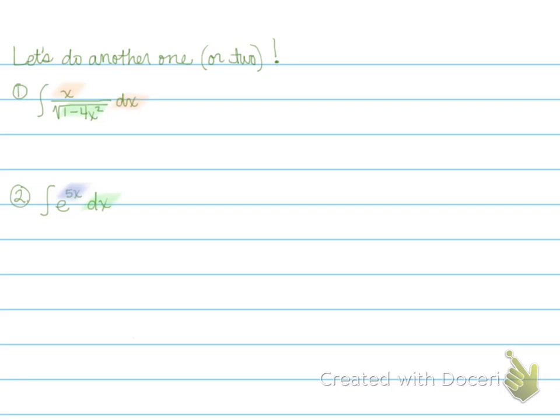Let's try another one. In this function, notice highlighted in green, 1 minus 4x squared is being acted on by the square root. Since we see the x squared in there, you kind of know that your du is going to have an x in it. So hopefully everything will be taken care of. u equals 1 minus 4x squared, so du equals negative 8x dx.